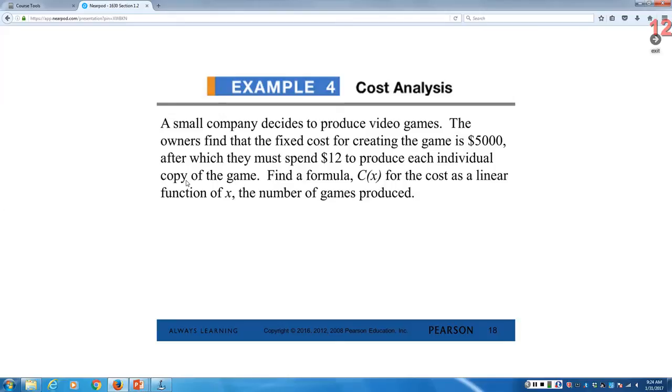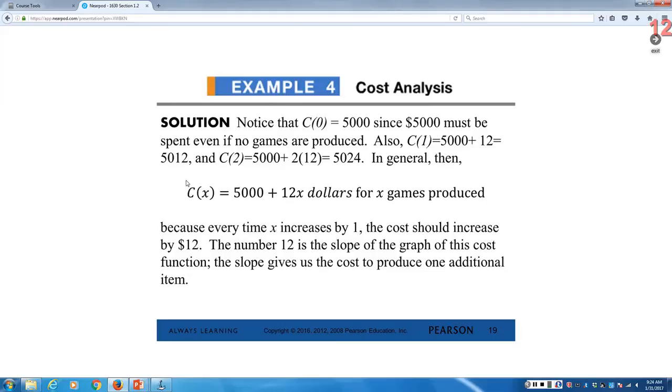So we need to find a formula called C of X for the cost of X items. C of X is the cost as a linear function of X, and X is the number of the games that you produce. So first of all, you notice that if you don't make any, you don't make a single item, then it's going to cost you $5,000. That's your upfront cost before you ever make a single copy of the game. So C of 0 then is 5,000. That would be your y-intercept. That's also your fixed cost. Your fixed cost tells you your y-intercept in your equation.